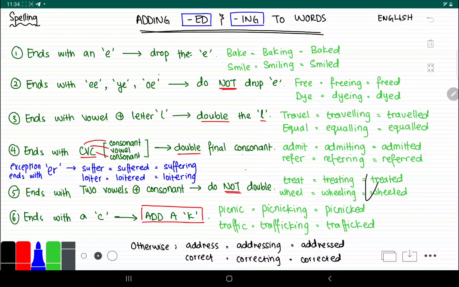Today, we'll be taking some spelling revision in English, which is basically going over what we've already gone over in physical class and in the Zoom classes. We'll be talking about adding ed and ing to words.